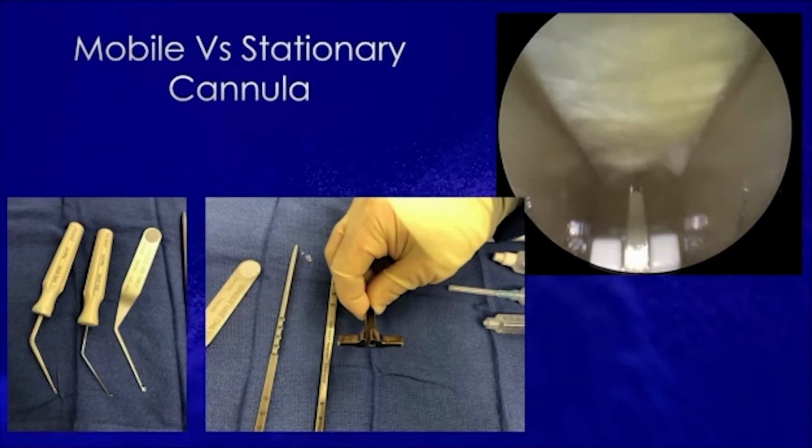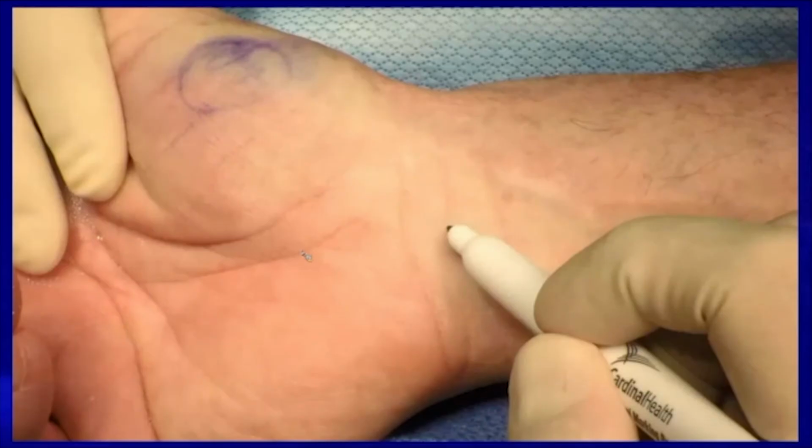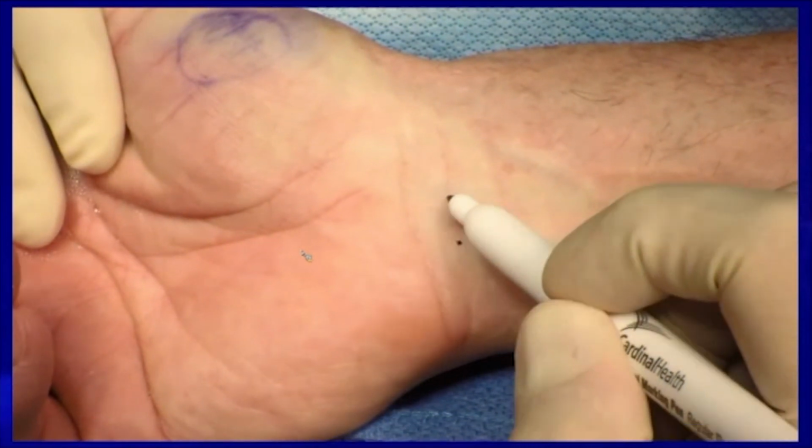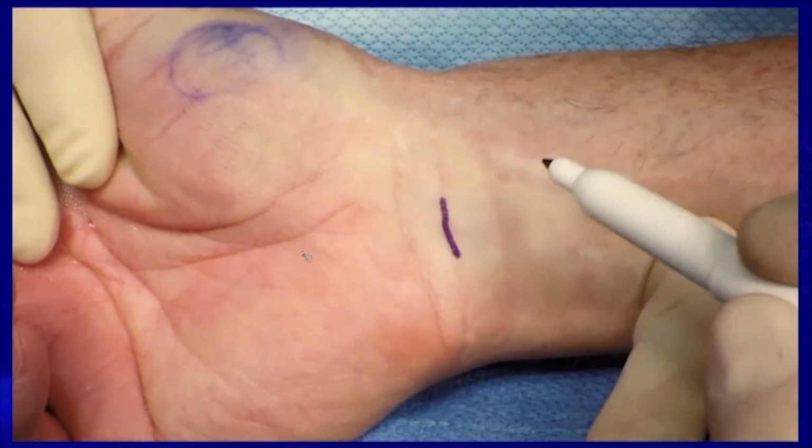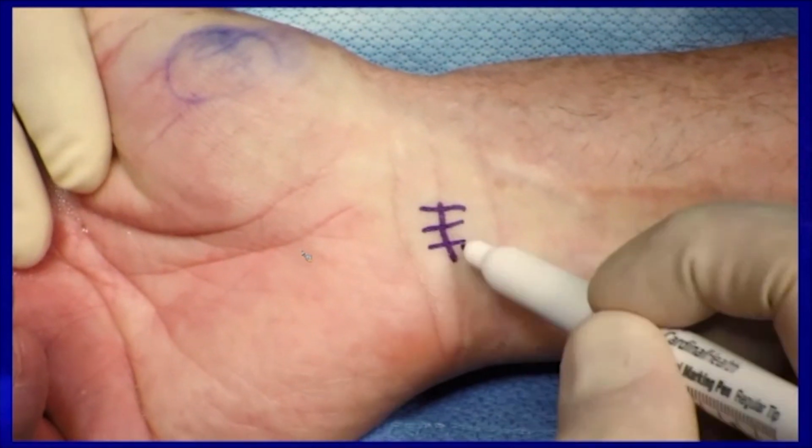This is a dual portal system. It has one portal as a viewing portal and one as a working portal. The most important thing is that the cannula stays where it is. The procedure is done under local sedation. There's always a nice wrist crease which you can use to hide the incision.